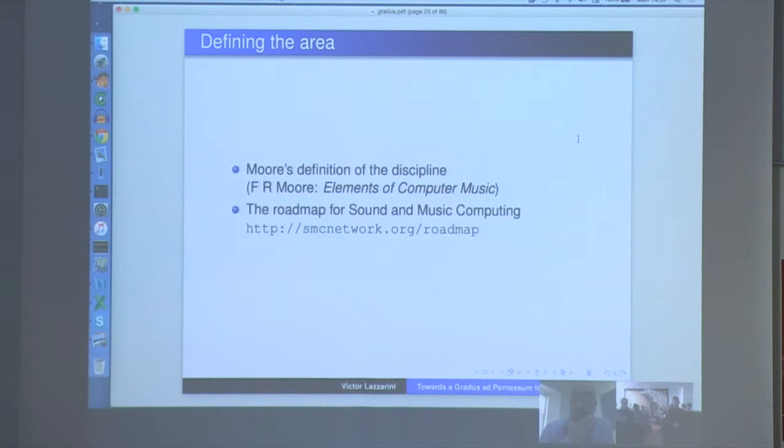And of course, a lot of what they talk about there goes beyond the mere definition of the area from the music perspective, from the composer's perspective. But it is also important because it defines sound and music computing and computer music as a research discipline, and what directions it should take, or will naturally take. Okay, so let's have a look at these two examples in detail now.